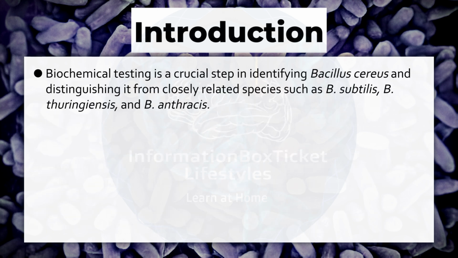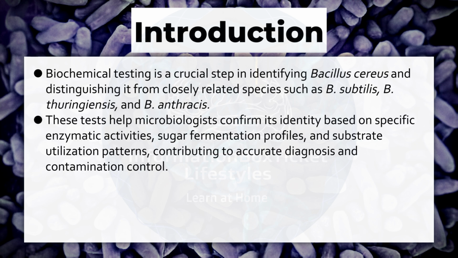Biochemical testing is a crucial step in identifying Bacillus cereus and distinguishing it from closely related species such as B. subtilis, B. thuringiensis, and B. anthracis. These tests help microbiologists confirm its identity based on specific enzymatic activities, sugar fermentation profiles, and substrate utilization patterns, contributing to accurate diagnosis and contamination control.